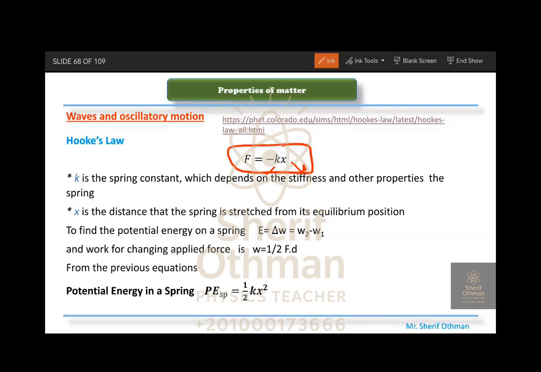To find the potential energy in the spring, E is equal to the change in work, where work 2 minus work 1. Work in general is equal to half Fd. So by the end, the potential energy stored in the spring is equal to half kx squared. d is the distance moved by the spring, and we can substitute F by negative kx. So the potential energy, instead of being half Fd, will be half kx multiplied by d, which is also x. So it will be half kx squared.